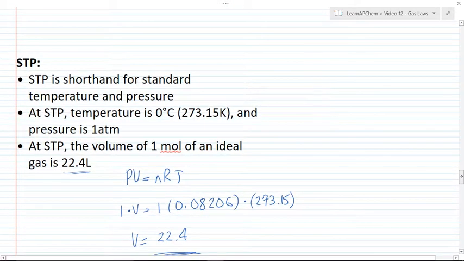STP, and then this is just some more shortcuts. At STP, the volume of 1 mole of an ideal gas is 22.4 liters. Temperature is 0 degrees C, not 0 Kelvin, so you wouldn't be plugging in 0 for T. And our pressure is 1 atm.